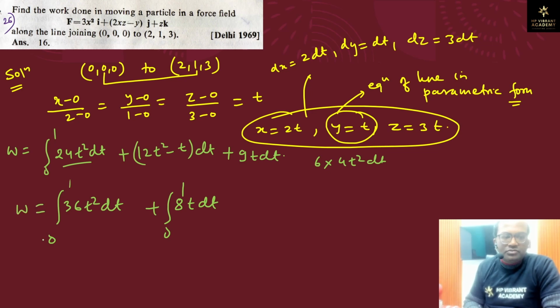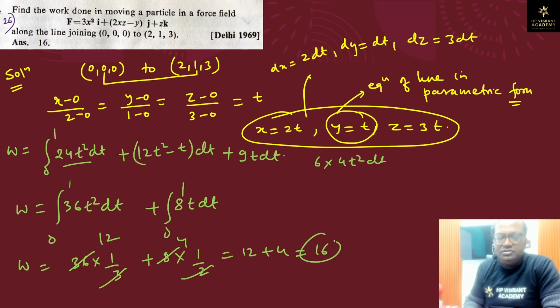This is work done. So work done is equal to 36 into t cube by 3, so this is 1 by 3, plus 8 into t square upon 2, this is 1 by 2. So this is 12, 3 into 12 is 36, and this is 4. This is 12 plus 4 is equal to 16, is the answer.